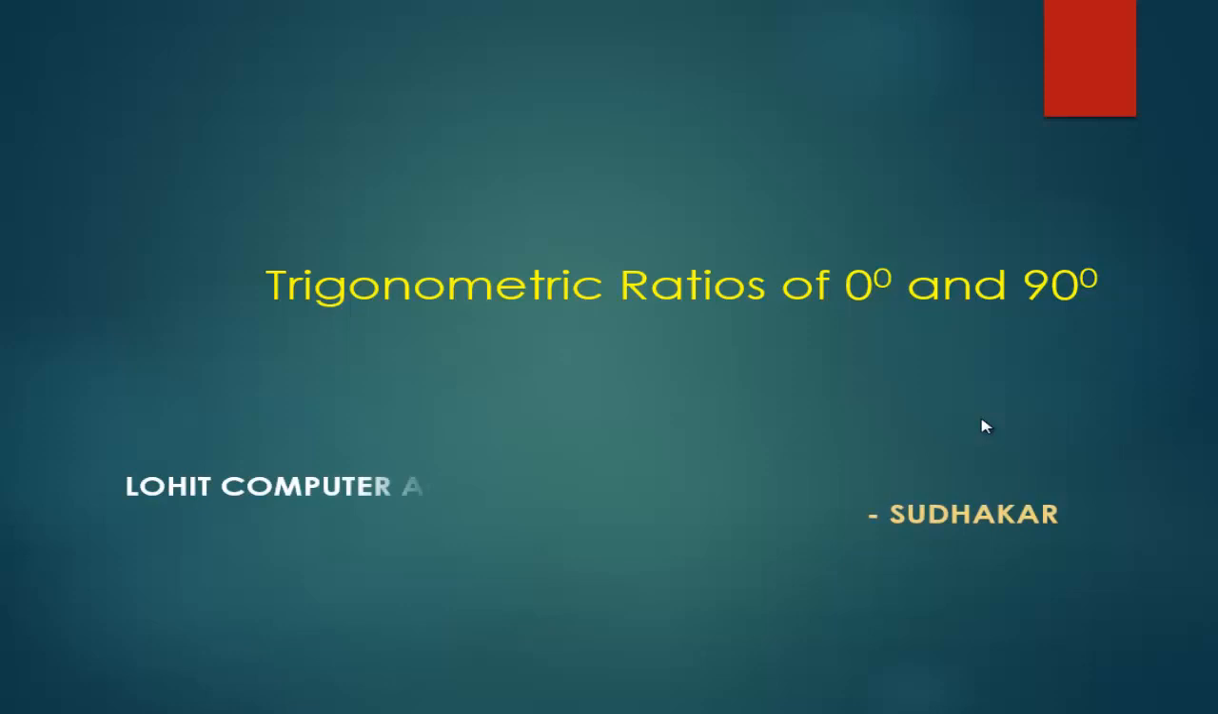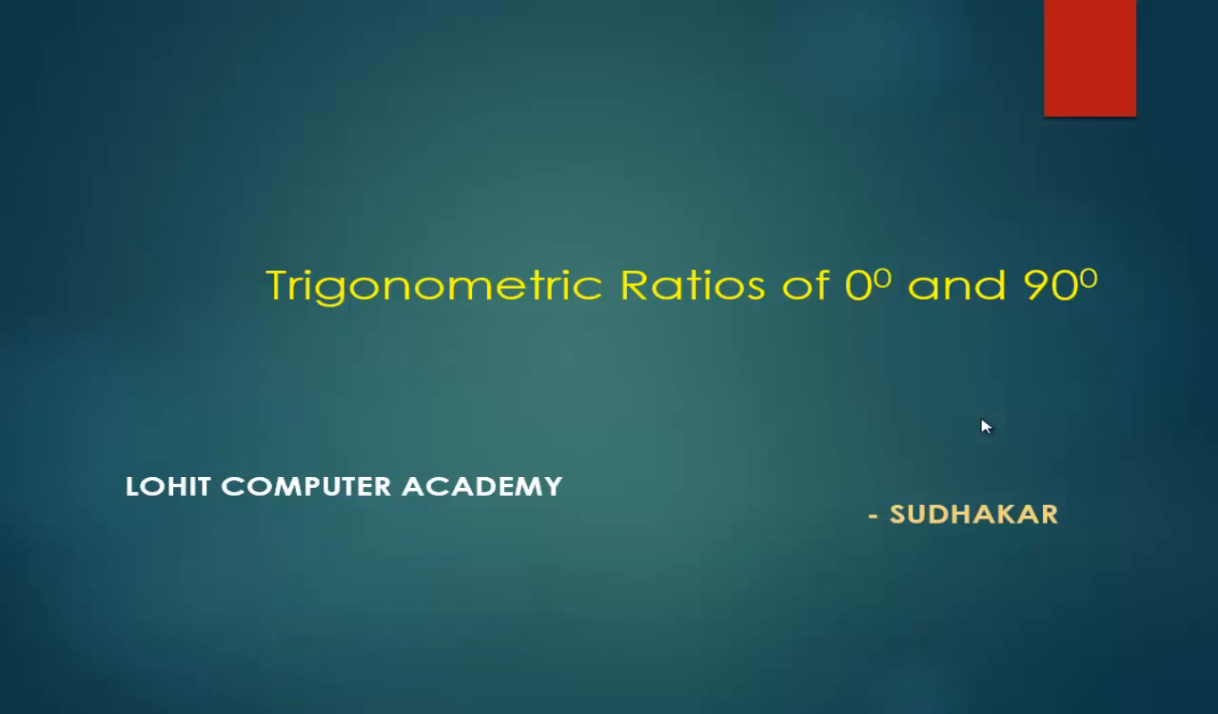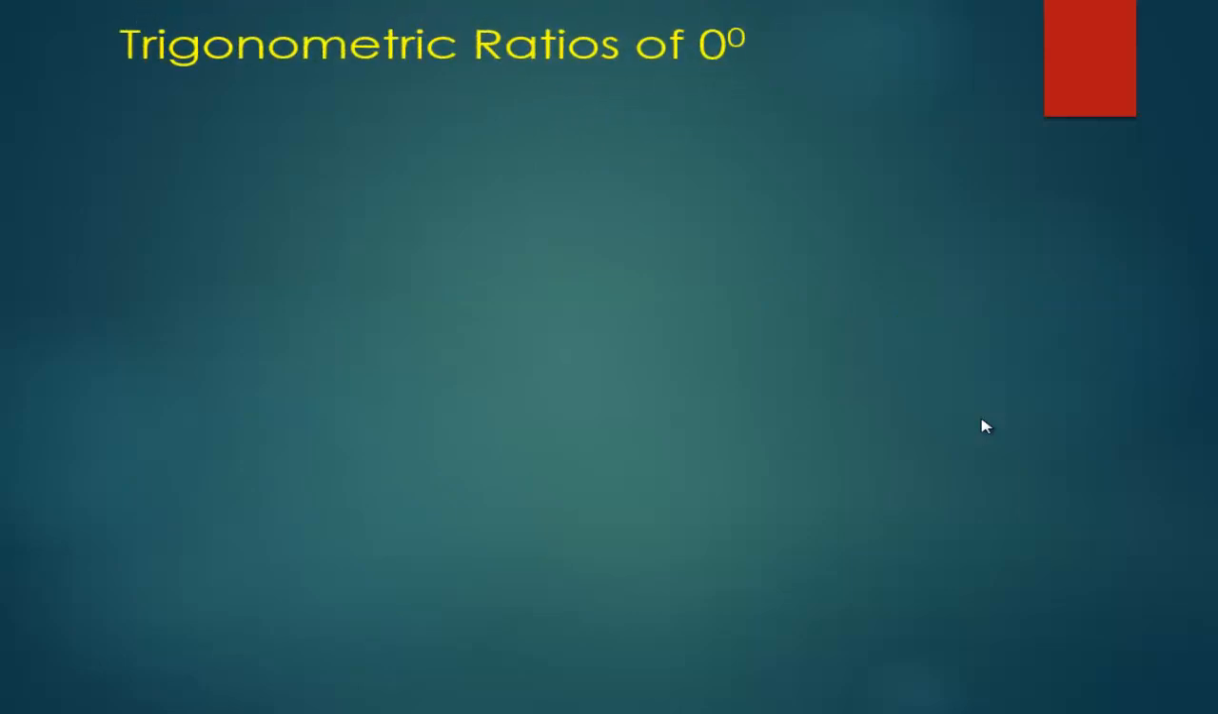This is Sudhakar. In the previous class, we have discussed trigonometric ratios of 30, 45 and 60 degrees. Now, let us discuss trigonometric ratios of 0 degrees and 90 degrees.